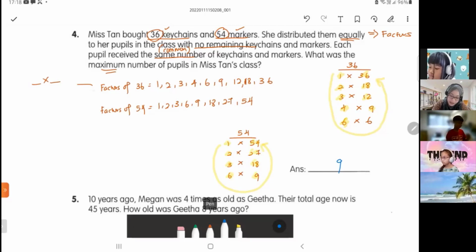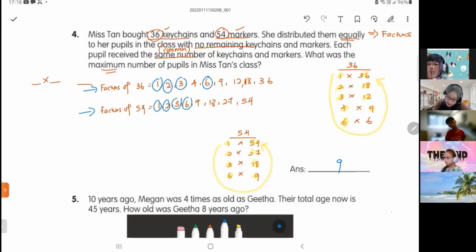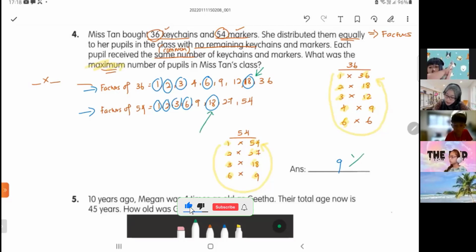Now, between the factors I have here, where is the common numbers? The common numbers are 1, 2, 3, 6, 9, 18. Any more? No more, right? Now, they say maximum. So, which is the biggest common number? The biggest will be 18. So, how many pupils are there in her class? Not 9, but 18. Okay?